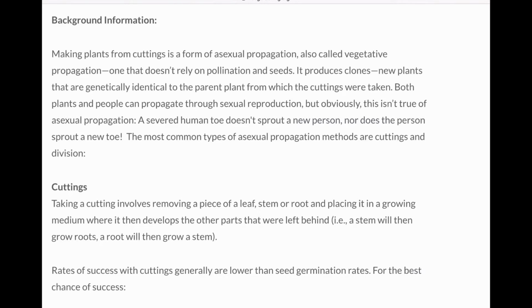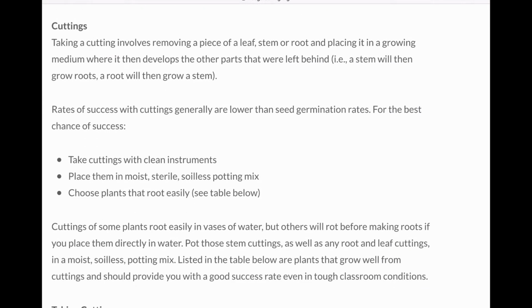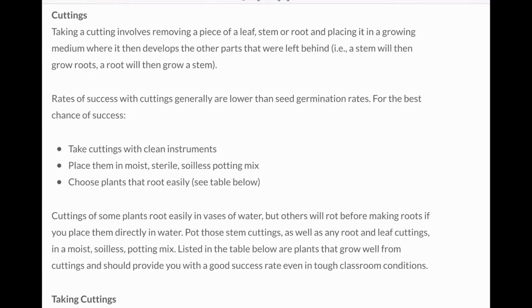The most common types of propagation methods are cuttings and division. Okay, this is what we're going to focus on right here is the cuttings. Taking cuttings involves removing a piece of the leaf, stem, or root and placing it in a growing medium where it then develops the other parts that were left behind, which is a stem will then grow roots and a root will then grow a stem.